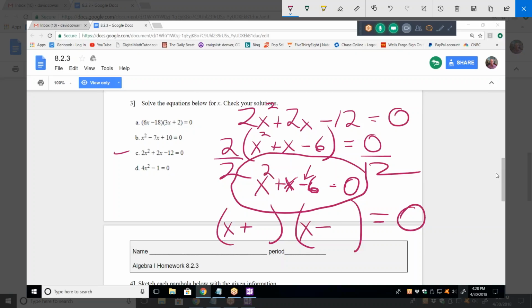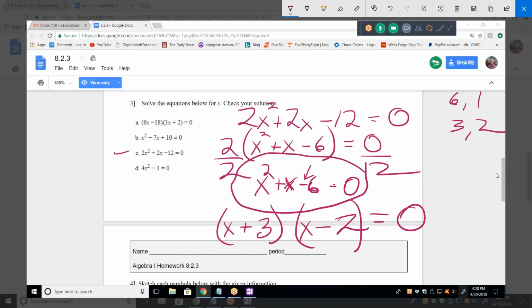Okay, here's factors of 6. Which set subtract to the number 1? 3 and 2. Okay. Where's the 3 go? Where's the 2 go? 3 goes on the left, 2 goes on the right.